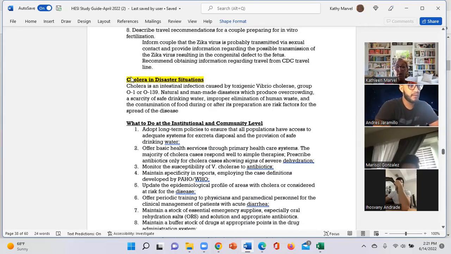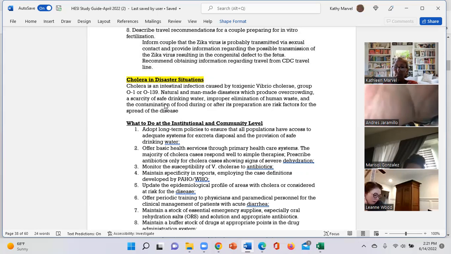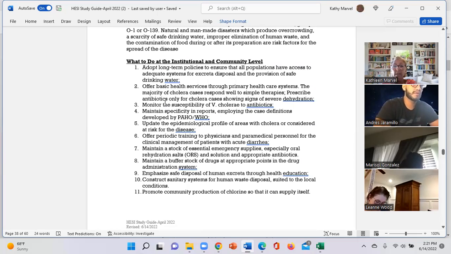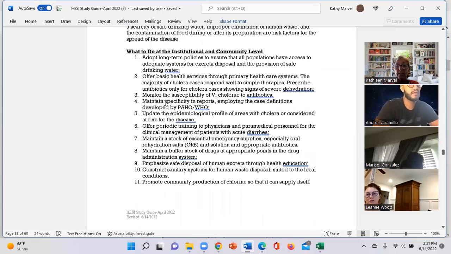There must be a question about cholera in disaster situations, and I'll cover that on the spreadsheet. What's cholera? It's an intestinal disease spread by a parasite. What might be some symptoms of cholera? Dehydration, nausea, vomiting, diarrhea. Yep. What do you do at the institutional and community level with regards to infectious diseases after a disaster?